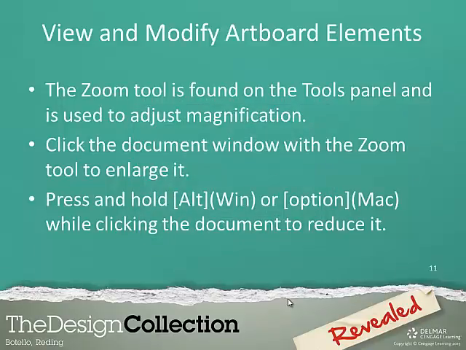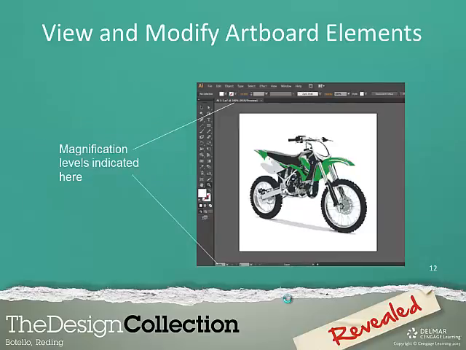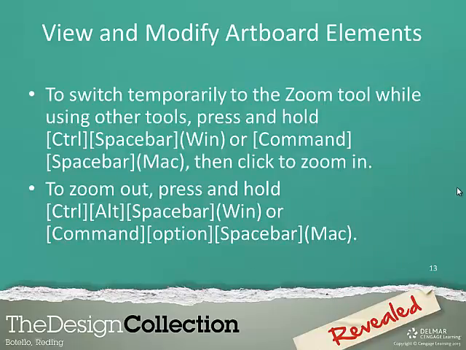The Zoom tool is found on the Tools panel, and it's used to adjust your magnification. You click the document window with the Zoom tool to enlarge it. You can press and hold Alt while clicking the document to reduce it. Okay, and then this shows where your magnification levels are indicated on your screen, both in the tab and at the bottom there. To switch temporarily to the Zoom tool while using other tools, press and hold Control Spacebar, then click to zoom in. To zoom out, press and hold Control Alt Spacebar.